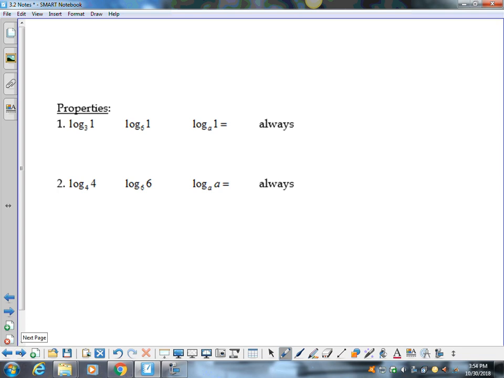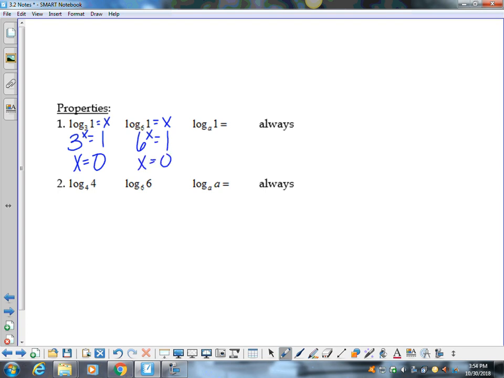Okay, for some properties, think about this. If I did the exact same thing I just did, this would be 3 to the x equals 1. Guys, what power can I put on a 3 so that it's going to equal a 1? 0. Anything to the 0 power is 1. So like this one, this would be 6 to the x equals 1. So again, x would be 0.